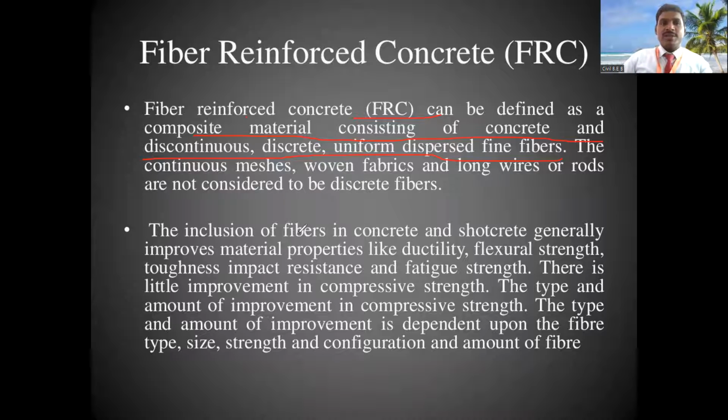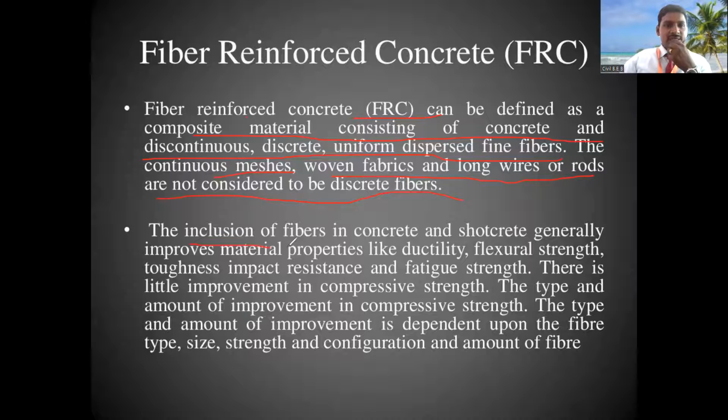So fiber reinforced concrete is a composite material consisting of concrete and discontinuous, discrete, uniformly dispersed fine fibers. So we are providing fine fibers into the concrete, discrete in the concrete, to make the concrete uniform. For this purpose we are using FRC. And continuous meshes, woven fabrics, and long wires or rods are not considered to be discrete fibers.